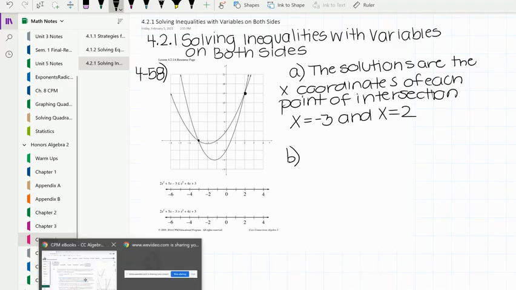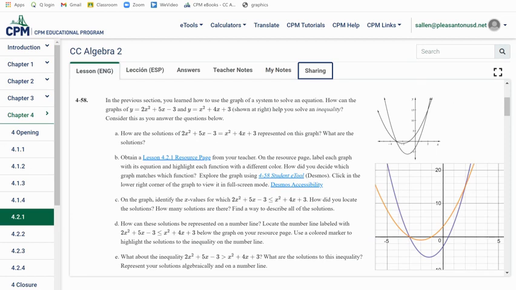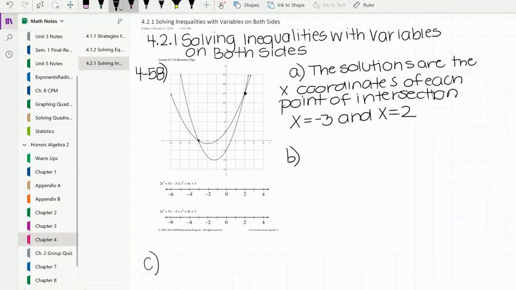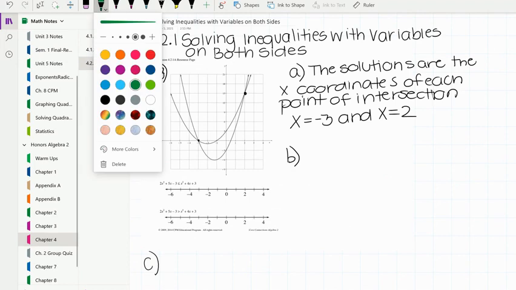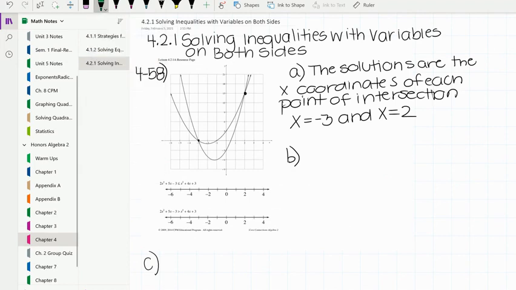Okay, moving to part B. It says obtain a resource page. You can click the link here or go to it on my website. On the resource page, we want to label each graph with its equation and highlight each function with a different color. How did you decide which graph matches which function? And then it says, if you want to use the graphing tool, you are able to. So we need to first color these in different colors, and then describe how I know which one is which.